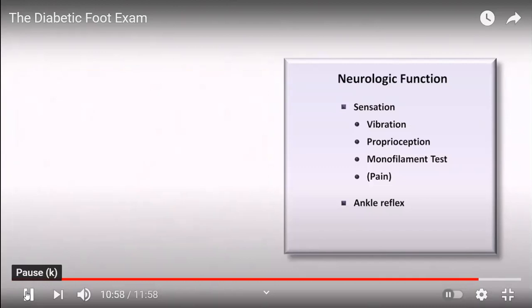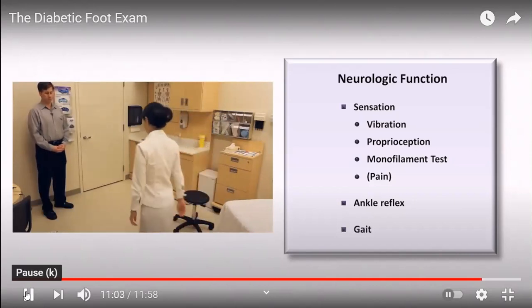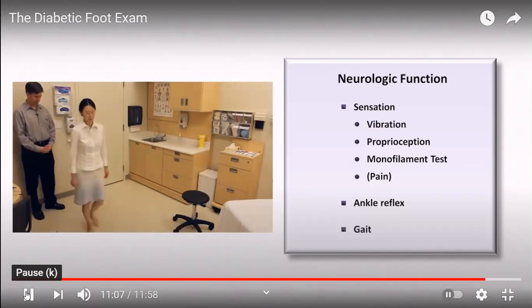The final component of the exam is assessment of gait. It should be assessed for smoothness and symmetry. Gait abnormalities may be indicative of neuropathy and/or early neuropathic arthropathy.